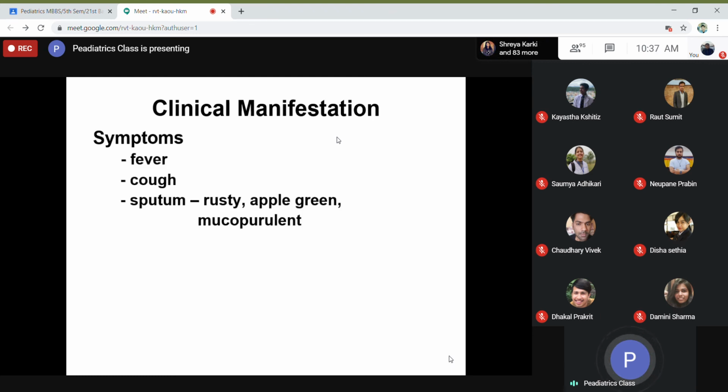Clinical manifestations of pneumonia. In case of viral pneumonia, there will be low-grade fever. With some viral infections, like coronavirus, there will be high-grade fever. In most bacterial pneumonia, there will be high-grade fever. The child will be more toxic. Cough will be there. If the child is old enough, they can expectorate the sputum.